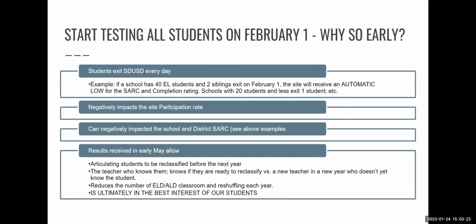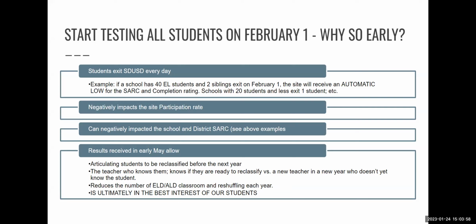And again, we talked about why we start so early in February. Number one, just as the example earlier, students leave our district and come into our district every single day. That can have an impact on your site, because if you have a site that has 40 EL students and 2 siblings leave on February 1st, the site will receive an automatic low in their SARC and the completion rating, regardless of how the results of the other students do.